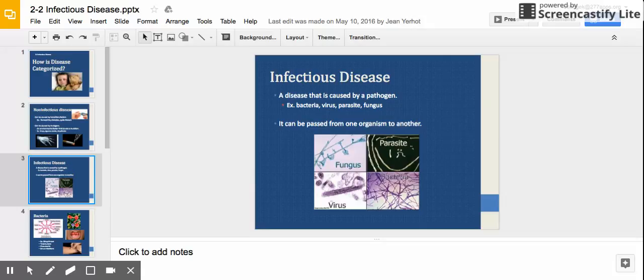Infectious diseases, on the other hand, are caused by some sort of pathogen, something that invades the body and causes it to get sick. They can be passed between organisms. That pathogen might be a type of bacteria, a virus, a parasite, or a fungus, and those can be spread between people and also sometimes between people and animals.